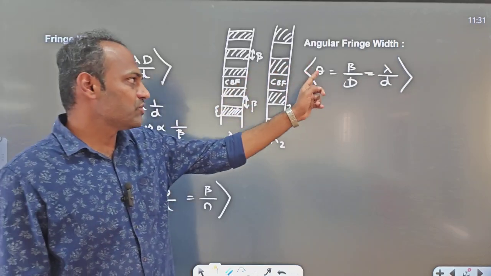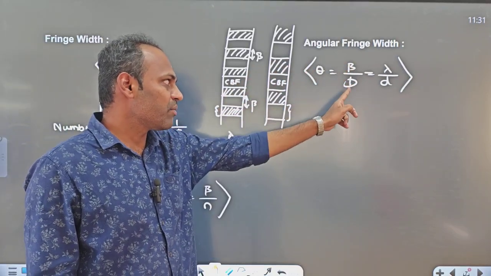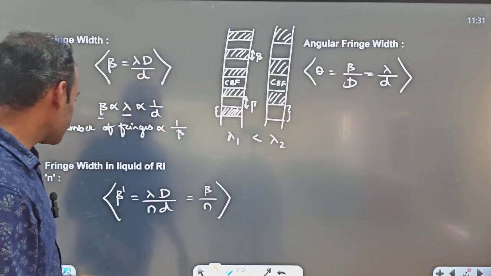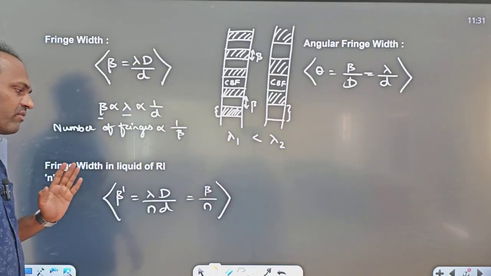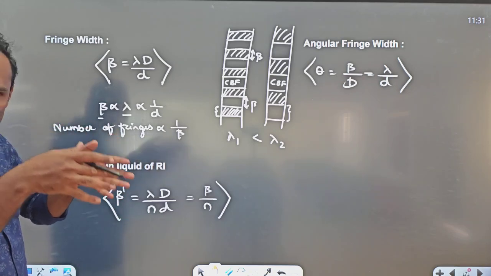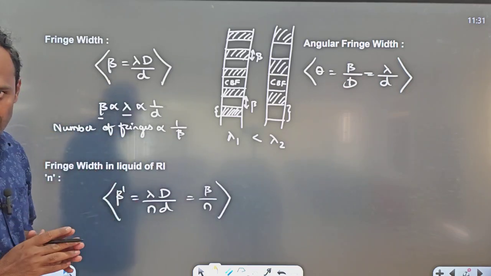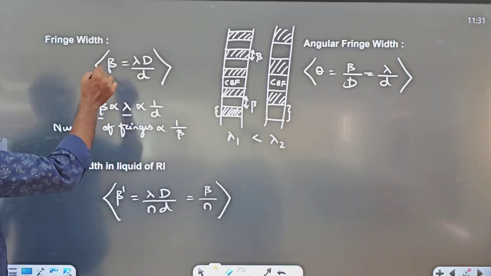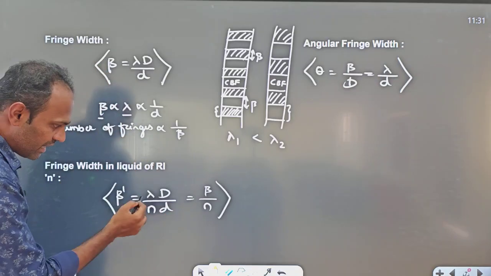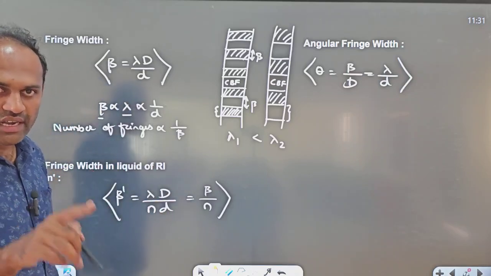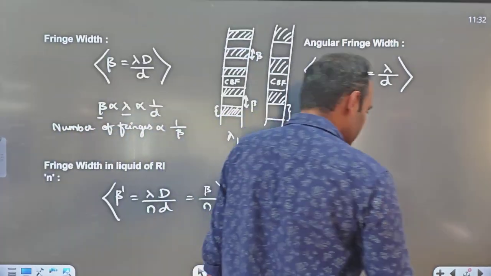Next, angular fringe width. It is beta, fringe width divided by distance of the screen, or wavelength divided by the distance between the slits. Next, fringe width in liquid of refractive index n. Suppose you immerse that Young's double slit experiment apparatus in a liquid of refractive index n, then the fringe width will get reduced by n times: lambda into capital D by n into small d, which is beta by n. So fringe width will get reduced by n times when you immerse it in a liquid.